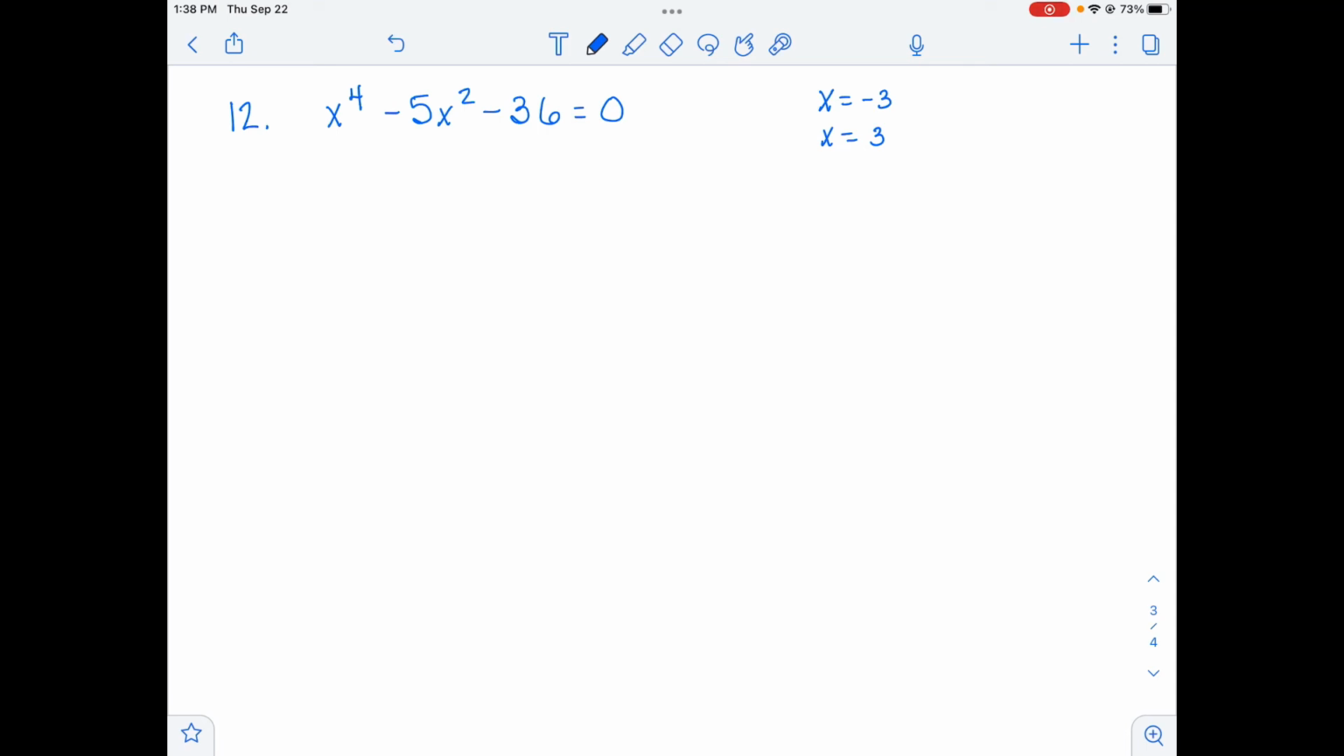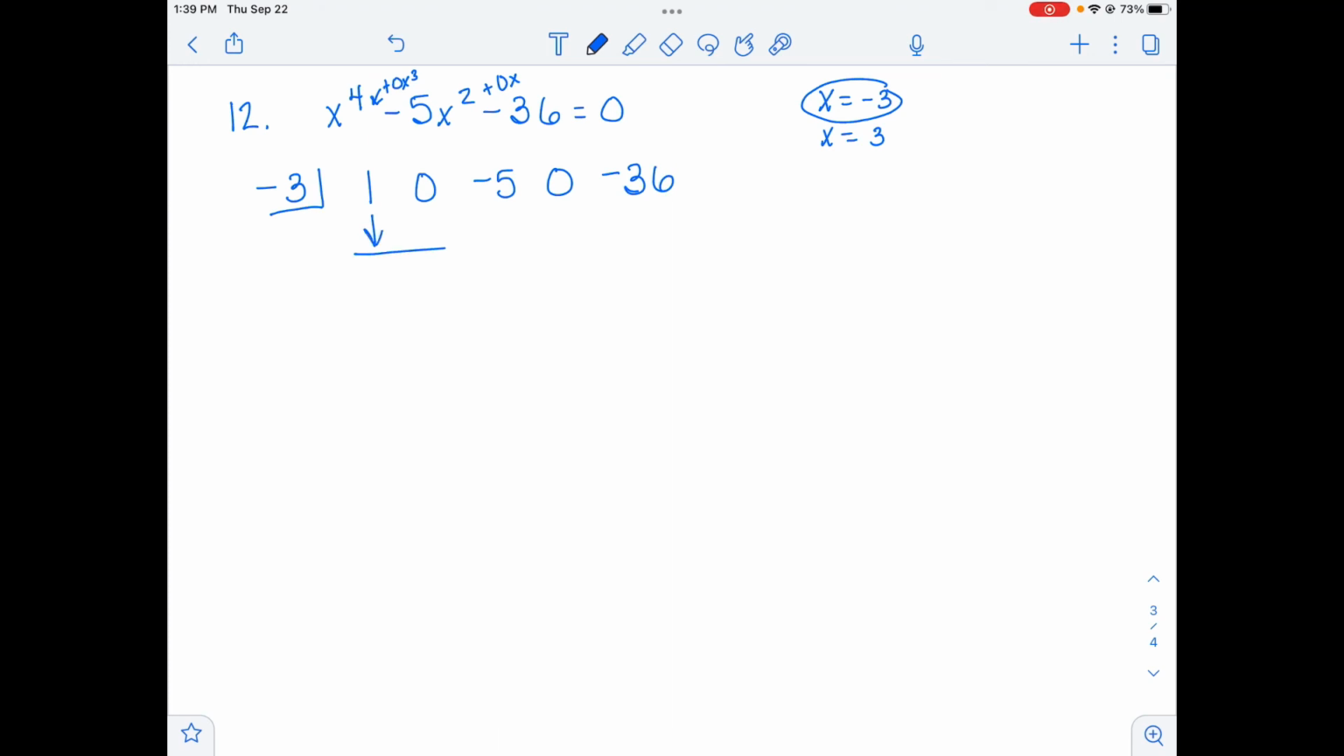So first we want to check: do we have everything we need? We have an x to the fourth. We're missing an x cubed, so we're going to add a 0x cubed. We have an x squared, we're missing an x, so we're going to add a 0x, and then we have our constant. I'll just pick the -3 since I wrote it first. So we're going to put -3 in our box, with our coefficients of 1, 0, because we had to add it there, -5, 0, and -36.